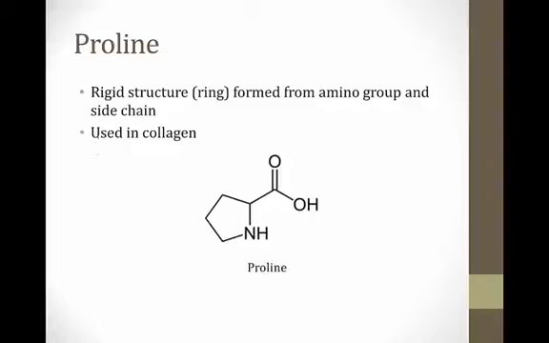Another amino acid that's somewhat high yield to know about is proline. It has a 5-membered ring for a side chain with an amino group in it. This gives it a very rigid structure, and for that reason you find lots of proline in collagen, which provides support to tissues.